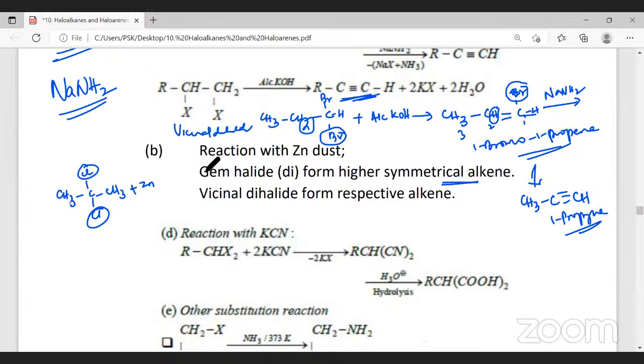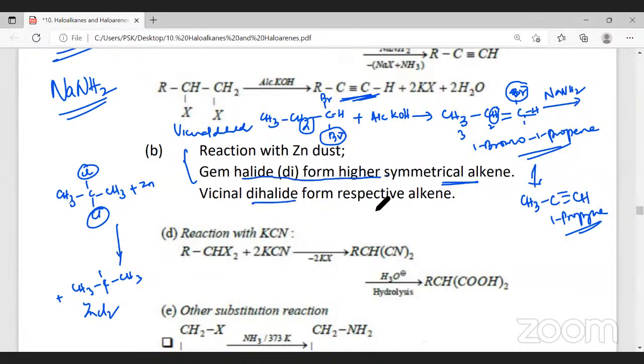No, I'm not convinced with this statement, because if at all zinc chloride also gets eliminated, you will have CH3, you will have C, and you will have CH3. So where is the double bond going to happen? It's not going to happen anywhere, because both halogens are eliminated from the same carbon atom. So anyway, this is not convincing for me.